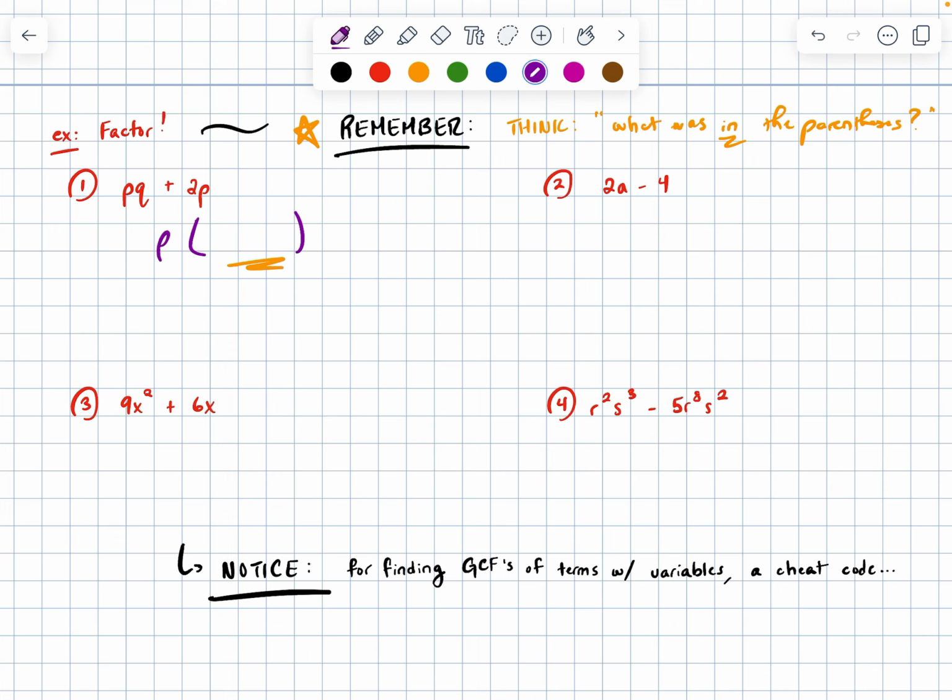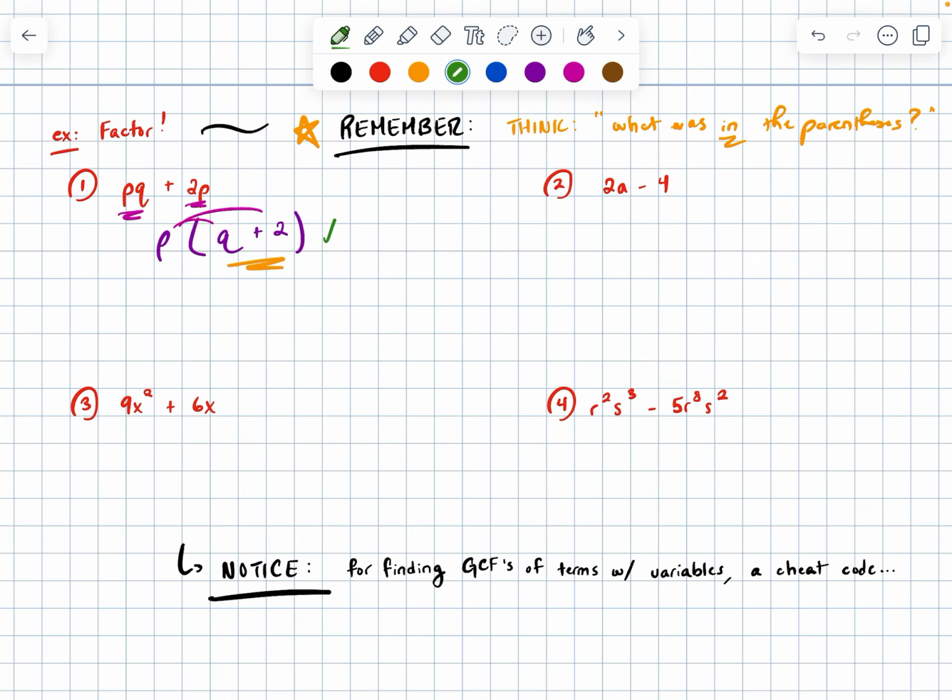And stop. So if I want to get back to pq, I would need to multiply p by q. And if I want to get back to positive 2p, I'd need to multiply p by positive 2. If you don't believe me, let's do some distributive property. P times q, there's my pq. P times 2, there's my 2p. Would you look at that? This guy, I've just checked, is an equivalent expression.